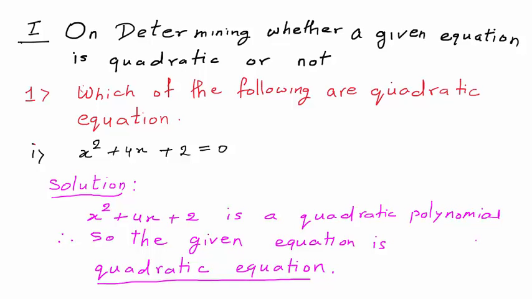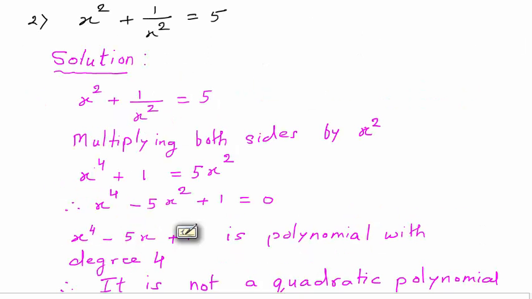If the equation is not in a general form, we first convert it to general form and then we check its degree. The first problem is x square plus 4x plus 2 equal to 0. Here we can see that x square plus 4x plus 2 is a quadratic polynomial. So the given equation is a quadratic equation. Second problem is x square plus 1 upon x square is equal to 5.